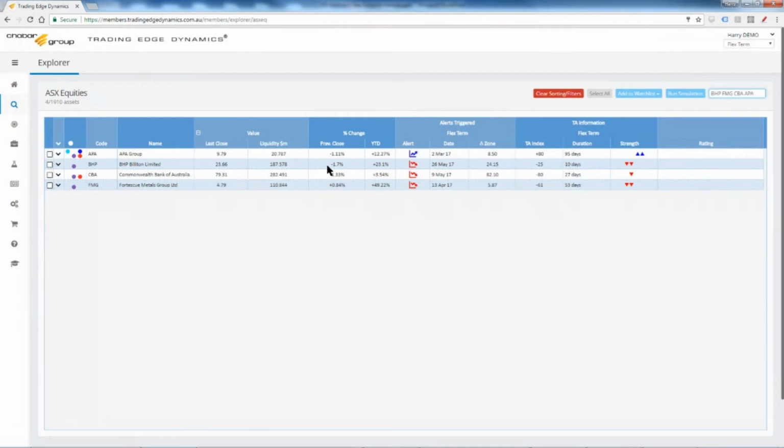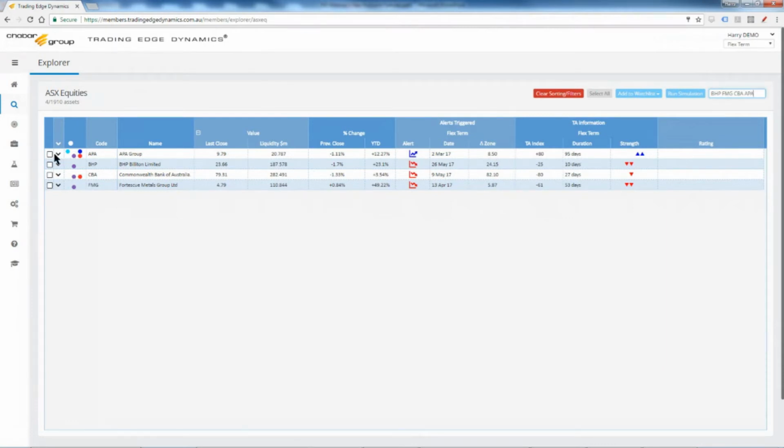But I just want to show you in this stage that you can actually find the stock you want very easily by typing the code, and the information you get here is again similar information about the time of the alert, the value of the alert, the current price, and how long it's been in that direction.